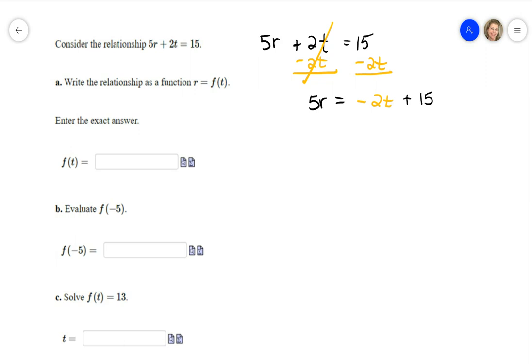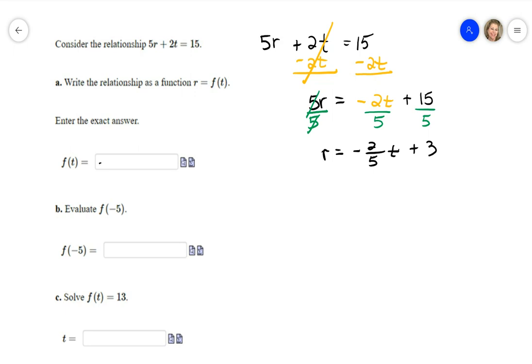The next step is to get rid of the 5. So since it's 5 times r, I'm going to turn around and divide by 5 to cancel that out. But what you do to one side, you've got to do to the other side. Now since the other side is an entire binomial, I have to distribute the division, because dividing is the opposite of multiplying. So you have to distribute the division as well. So on the left, boom, there's my r. And on the right, I'll have a negative 2/5 t plus 15 divided by 5 is 3.